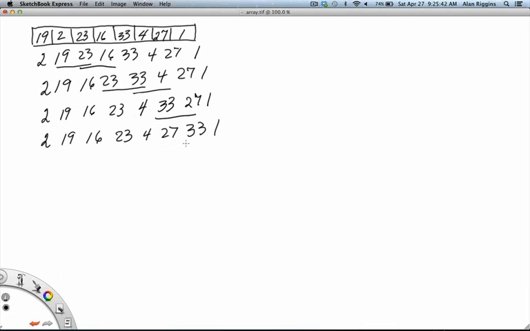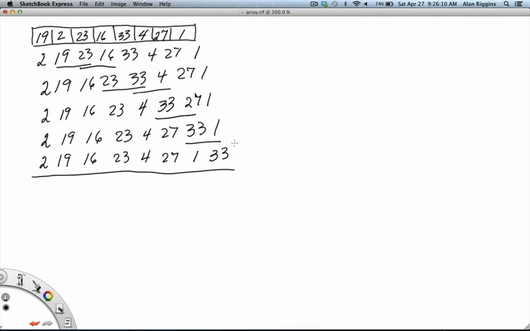Finally, the final comparison here. The 1 is smaller than the 33. It's out of place. They must be swapped. So we have 2, 19, 16, 23, 4, 27, 1, and 33. And thus this is the end of the line here. That is the first pass of the outer loop.